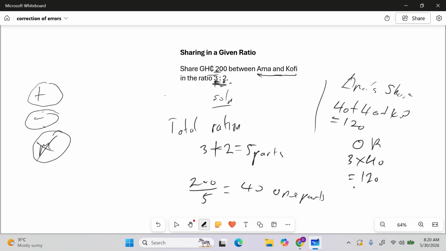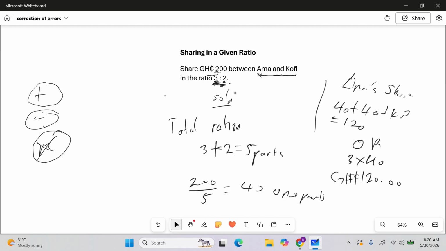But because we are dealing with money, we must show the unit of the money, else this answer is wrong. So I'll write Ghana cedis here, and because I want to show the person, I'll add 0.00. So Ama will take 120 cedis because Ama is taking 3 parts of the money, and the money has been changed into 40 cedis each. So I will give Ama 120 cedis, and I will give Kofi 80 cedis.